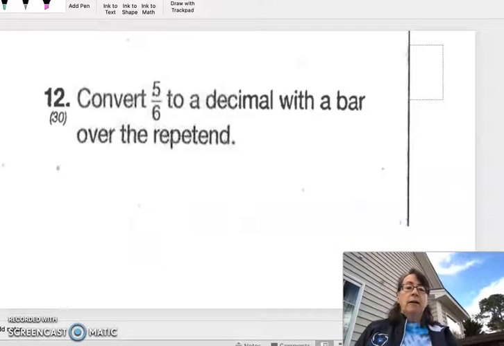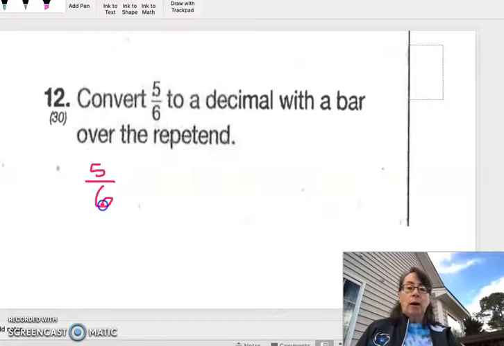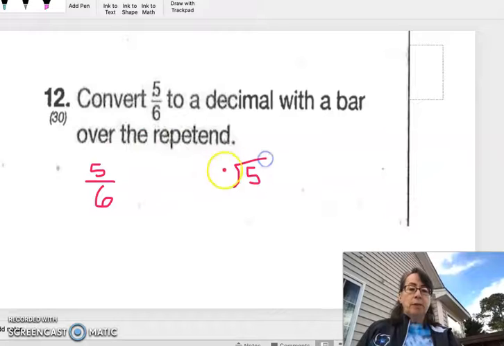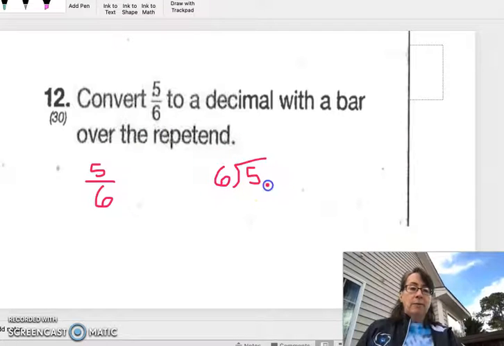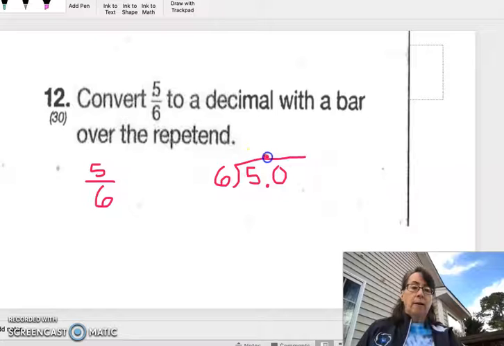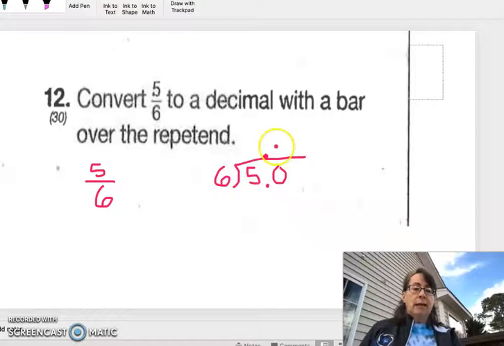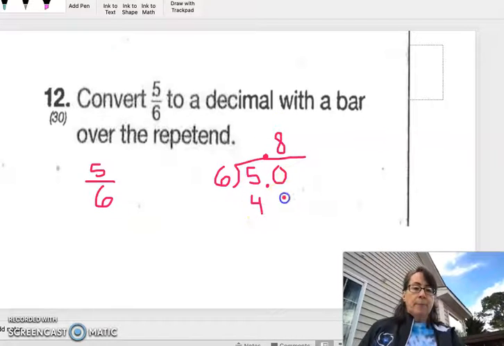Number 12. Convert 5/6 to a decimal with a bar over the repetends. So to convert a fraction to a decimal, we do a simple division. 5 divided by 6. Now, since 6 does not go into 5, we're going to go ahead and put a decimal and a 0. And we can extend as many zeros as we want, and our decimal will go right above. Okay, so 6 into 50 is going to go 8 times, because 8 times 6 is 48. And we subtract and get 2.